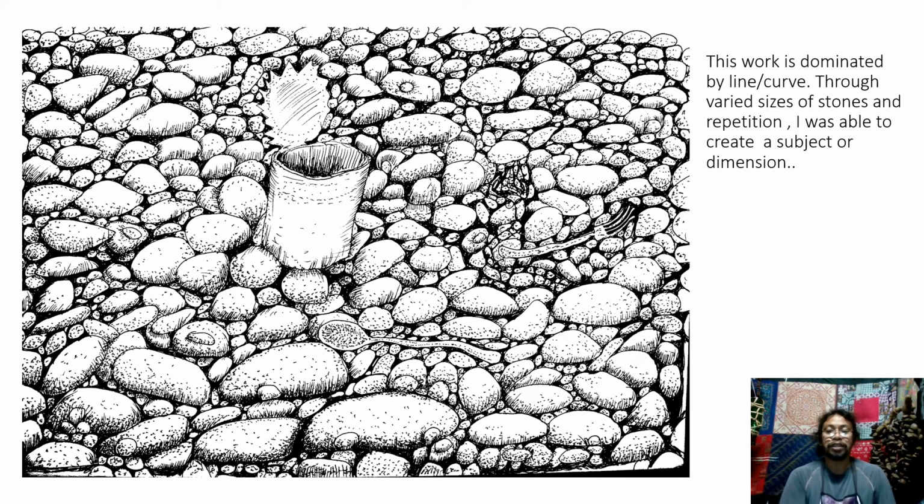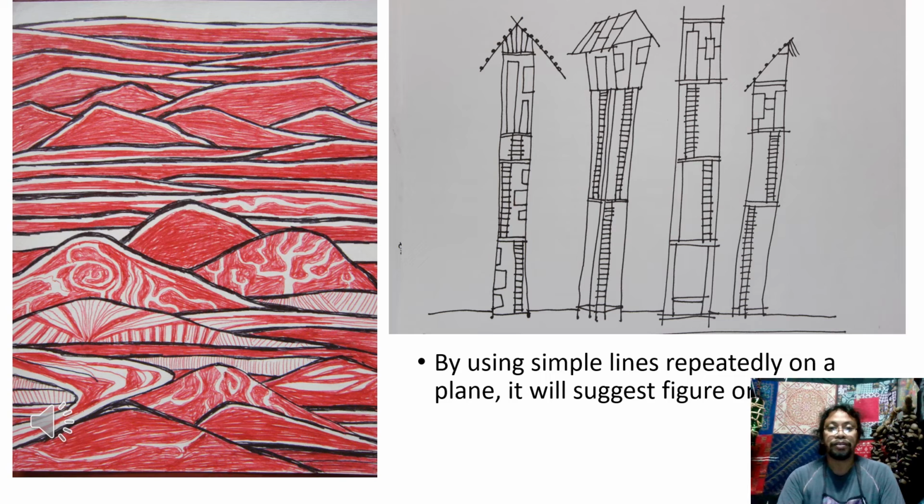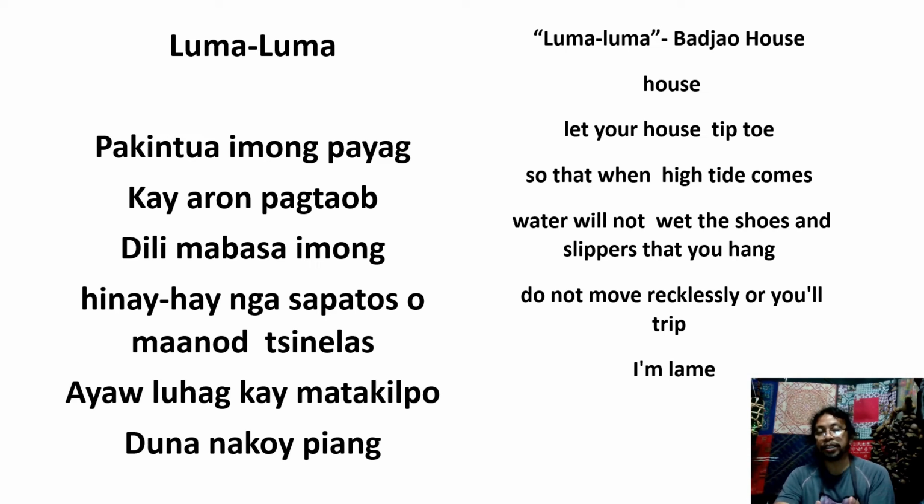For example, this work here is dominated by line or curve. Through varied sizes of stones and repetitions, I was able to create a subject or dimension. By using simple lines repeatedly on a plane, it will suggest figure or form. It can be 2D or 3D by manipulating the values or just plainly using shapes. Here's an example of metaphor using figure of speech, or it can be personification.